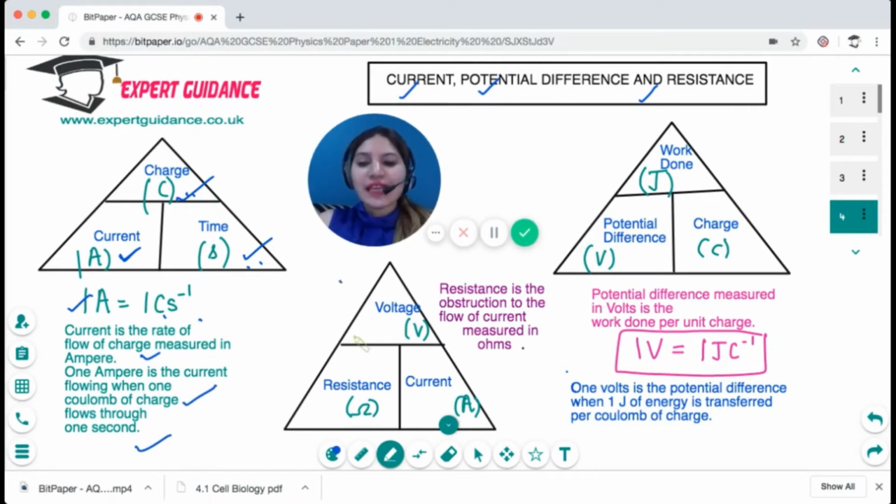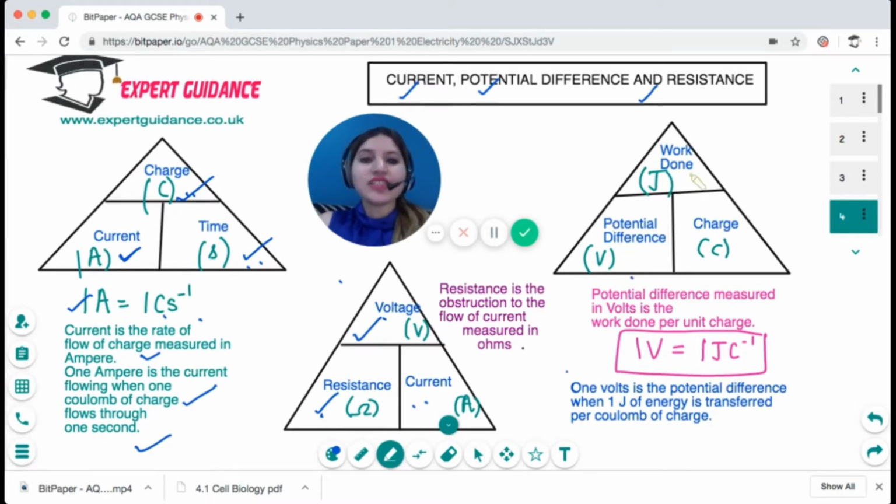The second is the voltage, the resistance, sorry. Resistance is voltage divided by current. So resistance is the obstruction to the flow of current, which is measured in ohms. And the last definition is potential difference, which most of the students forget. So please make sure you remember that.